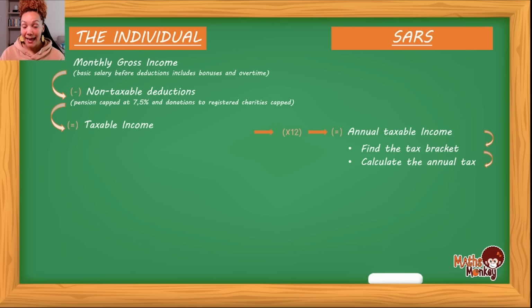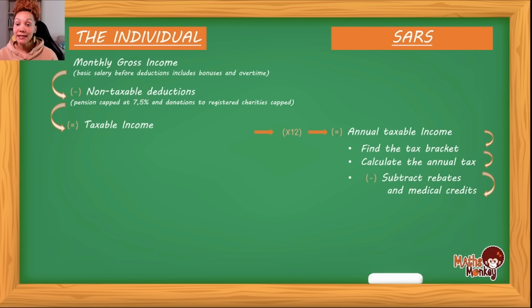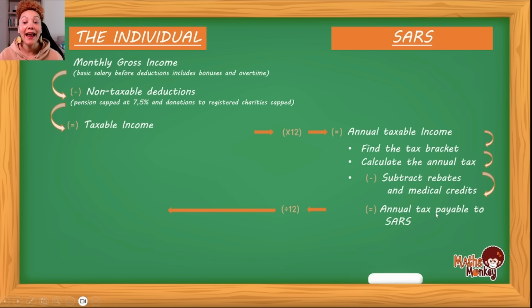Once we've calculated the annual tax, we take off the rebates, which is based on the person's age, and we take off the medical credits based on whether or not they have medical aid. Once we've subtracted that, we actually end up with our annual tax payable to SARS, right? And then we would divide it by 12 to calculate what this person needs to pay per month. So this on the right now acts as your second part of your taxation calculation, right?